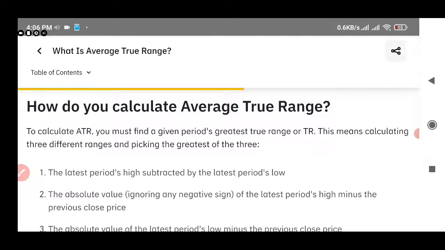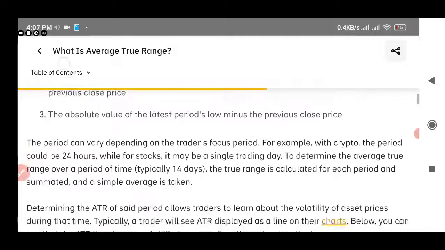To calculate ATR, you must find a given period's greatest true range, or TR. This means calculating three different ranges and picking the greatest of the three. The latest period's high subtracted by the latest period's low. The absolute value, ignoring any negative sign, of the latest period's high minus the previous close price. The absolute value of the latest period's low minus the previous close price.